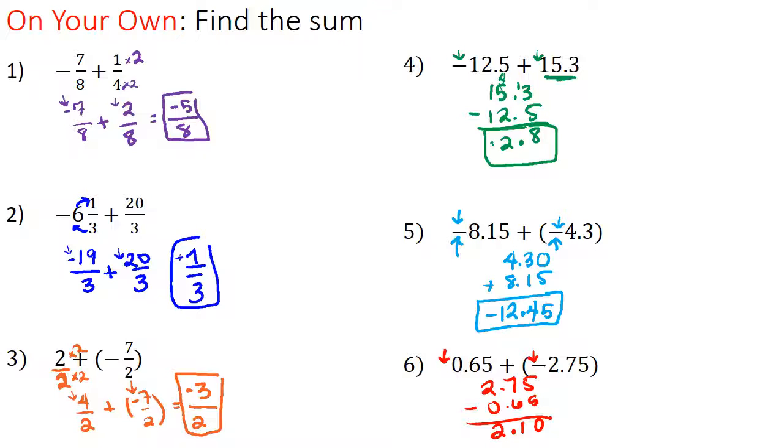And now I just need to figure out if it's a positive or a negative number. So in order to do that, I check my original numbers to see what the sign of the bigger number was. So 2.75 was negative, so my answer is going to be negative 2.1.